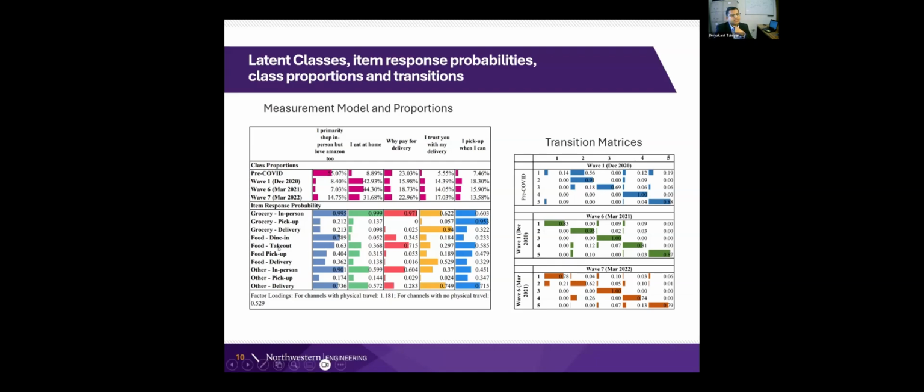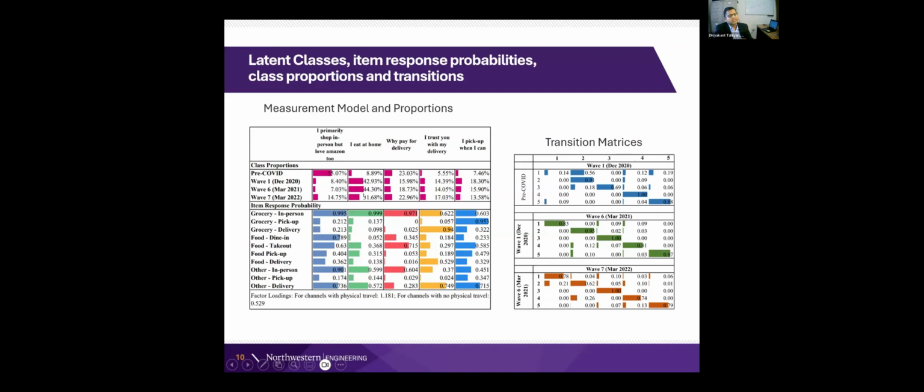For food, dine-in and takeout, the probabilities are relatively high. However, for pickup and delivery, they are moderate. For other, which is non-food items, the probabilities are very high. And for delivery, it's also relatively high.